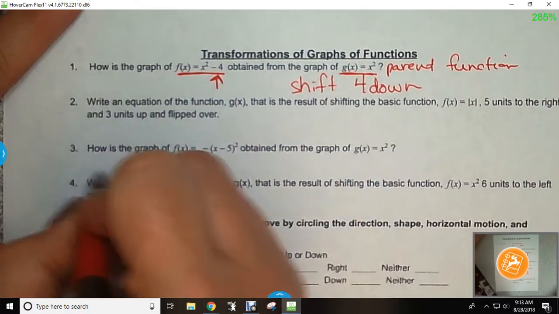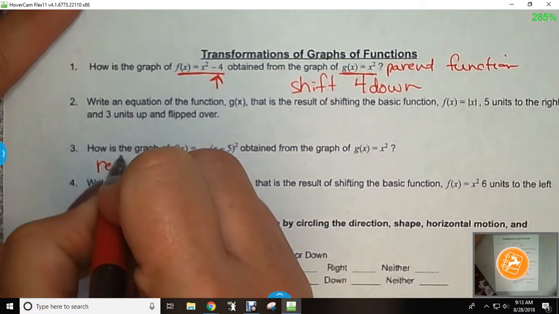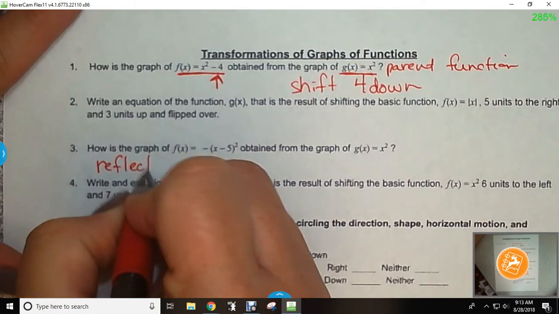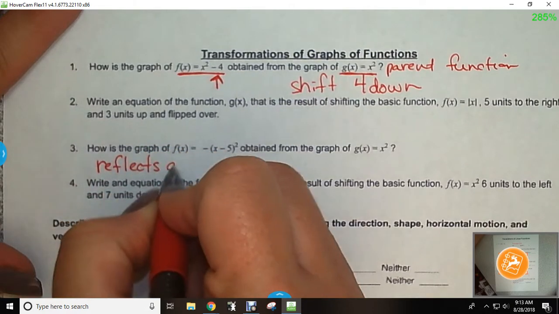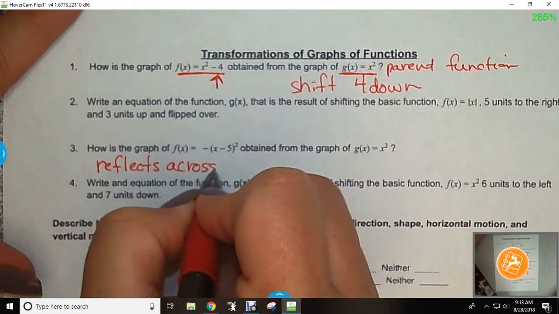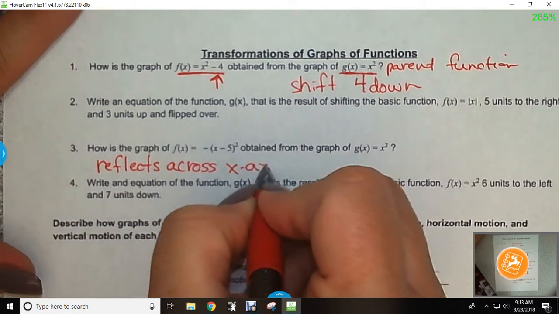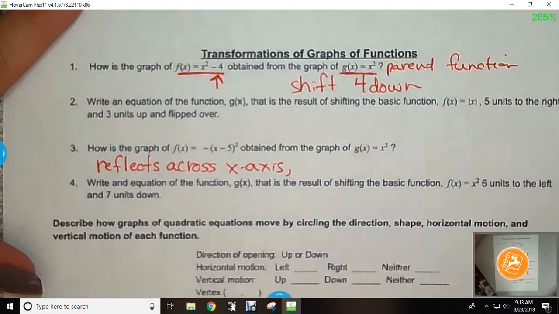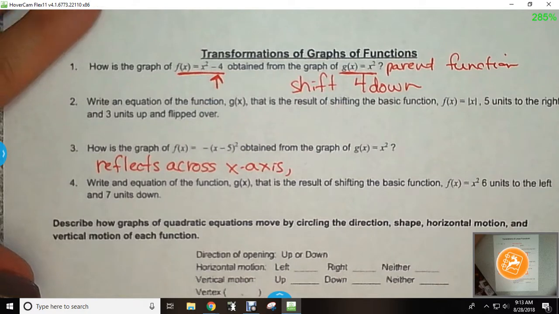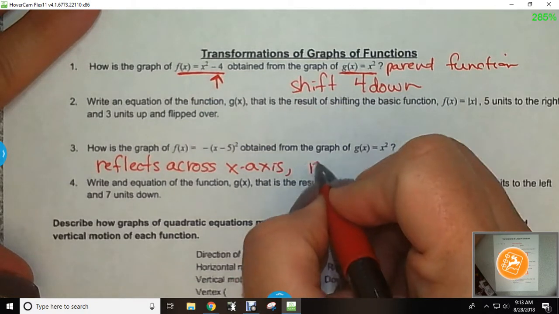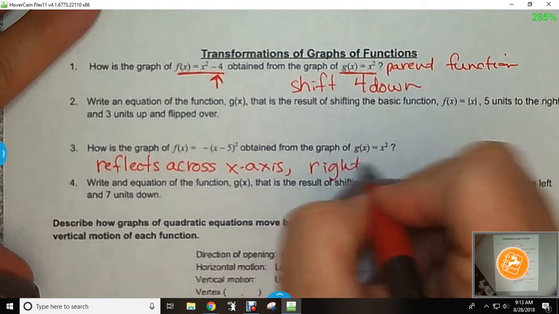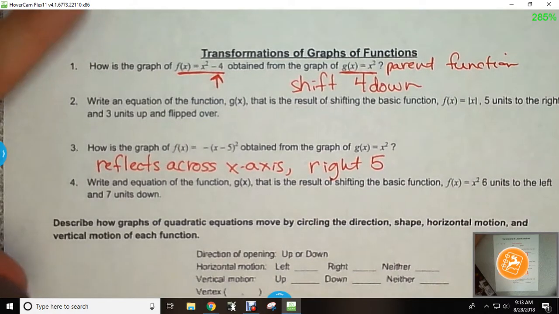Okay, so that negative reflects it across the x-axis. And that minus 5 that's inside, that is my left or right shift. And it's inside, so I'm going to do the opposite. So I'm going to move it to the right 5.